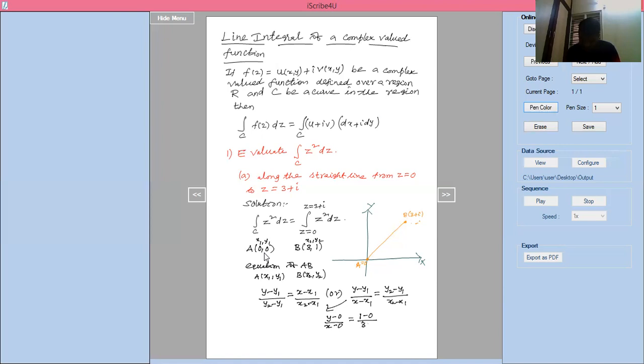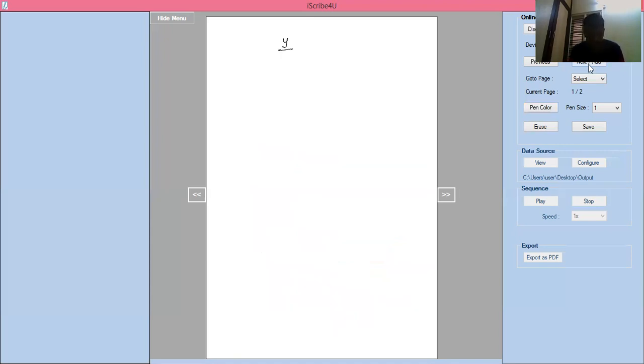Now y minus 0 divided by x minus 0 is nothing but y divided by x. In the next step I can write y by x equal to 1 by 3. Now y equal to x by 3. I will write y equal to x by 3. Now here I want to simplify.